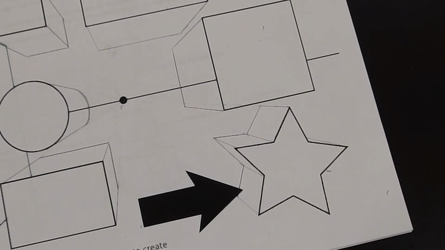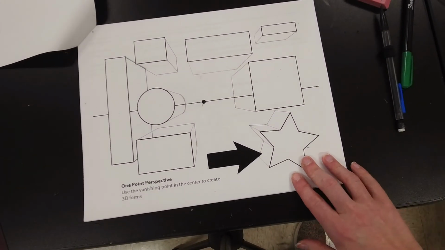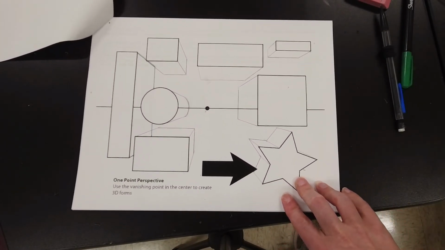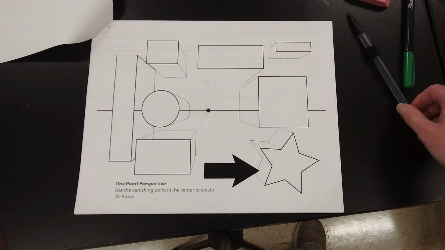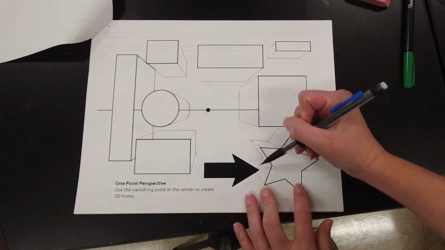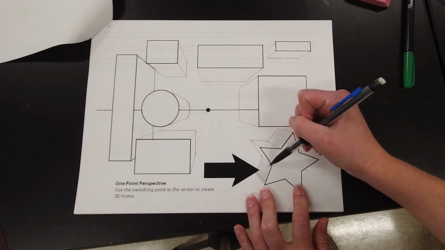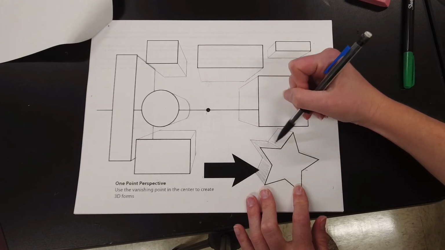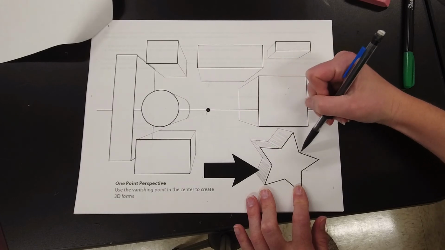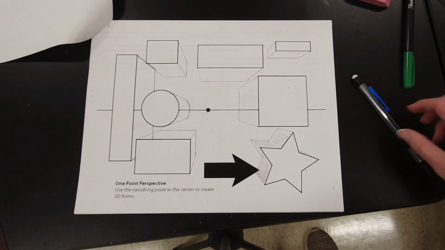So by the time you finish with your 1-point perspective practice page, it should look something like this. You are using the corners of each shape to go back toward that vanishing point to show the depth. So each one of these is a side that you will see because of where that form is in relation to the vanishing point. So hopefully that makes sense.